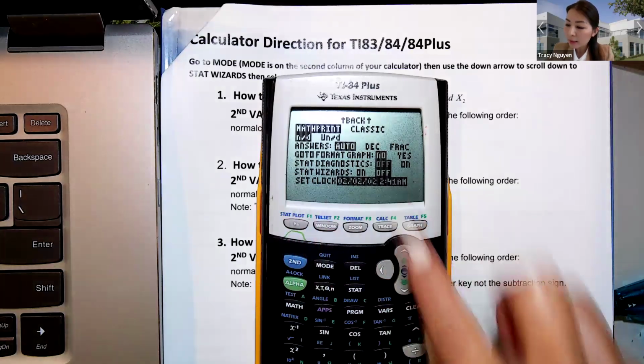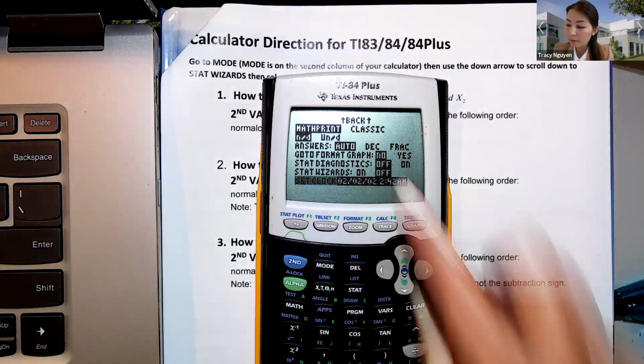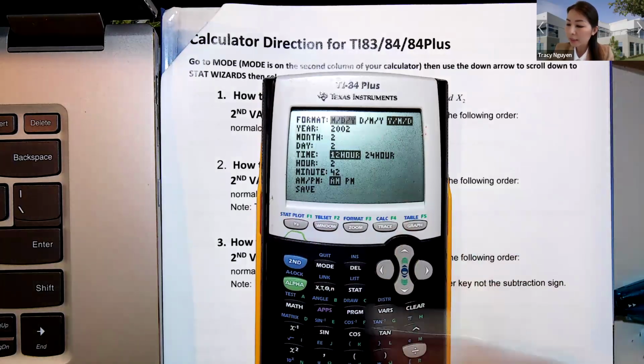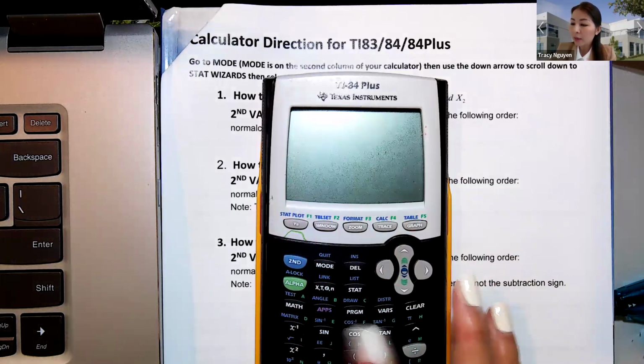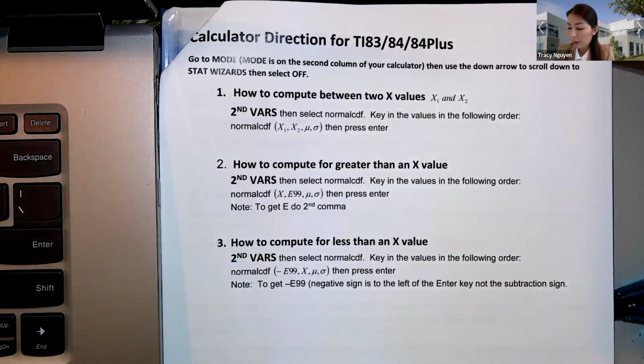Then make sure that you have it on the off that's being selected here, okay? Then that means the calculator is in the correct mode. Okay, then we're going to go on to work on our problem here.